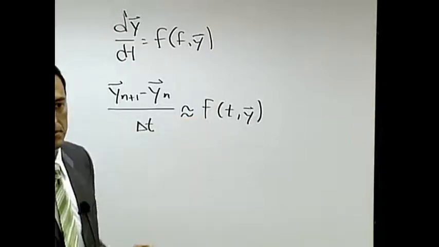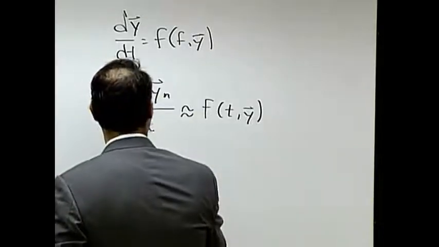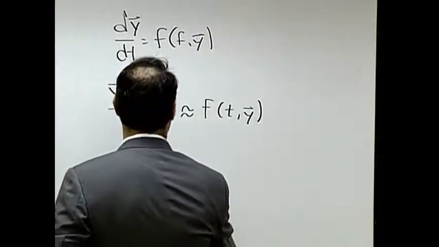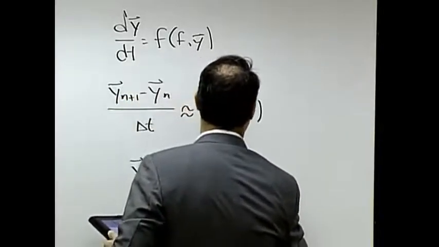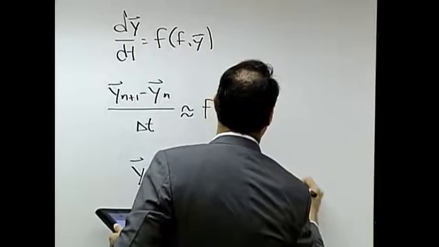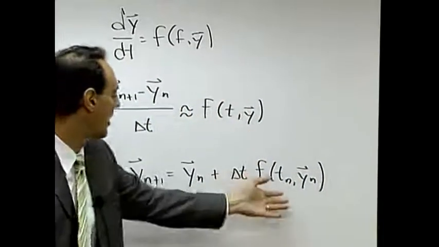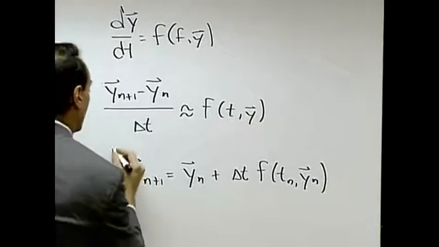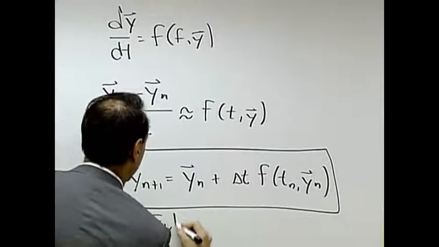Okay? Now, notice what I can do with this. I can multiply by delta t. I can move that to the other side, and what I end up with is y of n plus 1 is equal to y of n plus delta t times f of t of n, y of n. And we'll evaluate this function at the current time. And notice what this tells us. This is called the Euler formula.